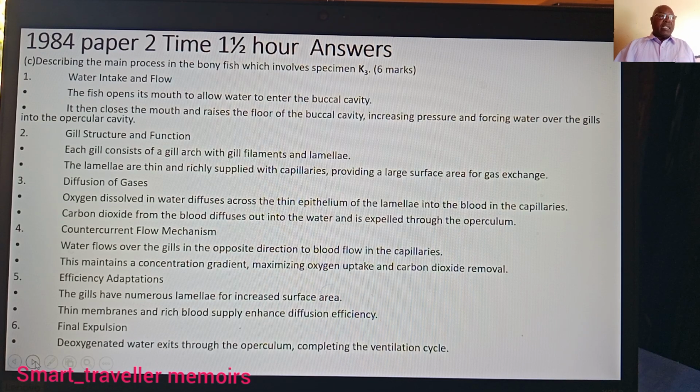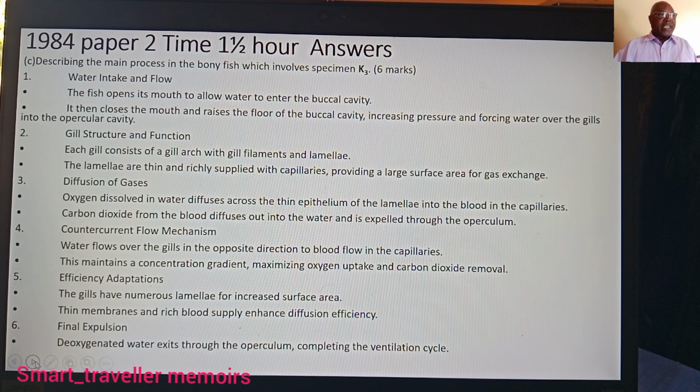The other important process is the countercurrent flow mechanism. In this mechanism, water flows over the gills in the opposite direction to the blood flow in the capillaries. This maintains a concentration gradient, maximizing oxygen uptake and carbon dioxide removal.